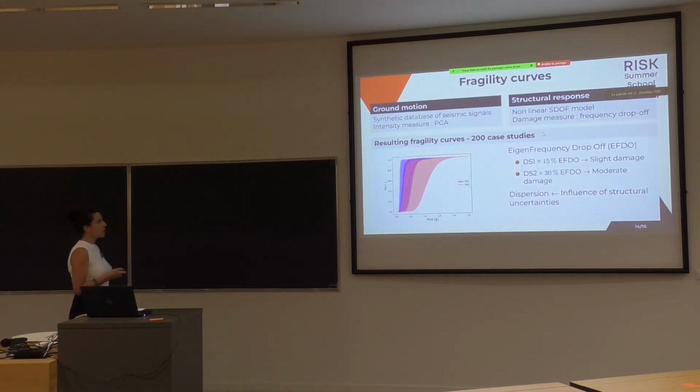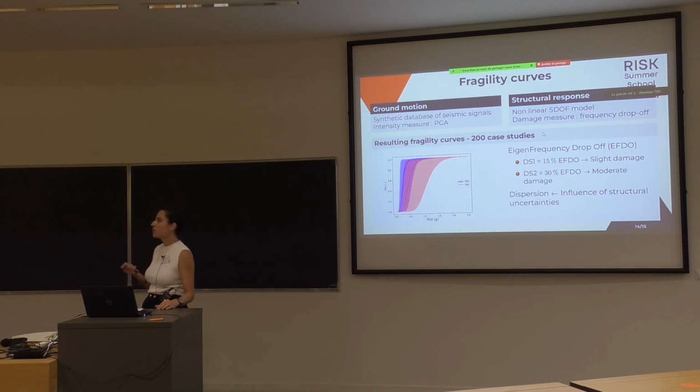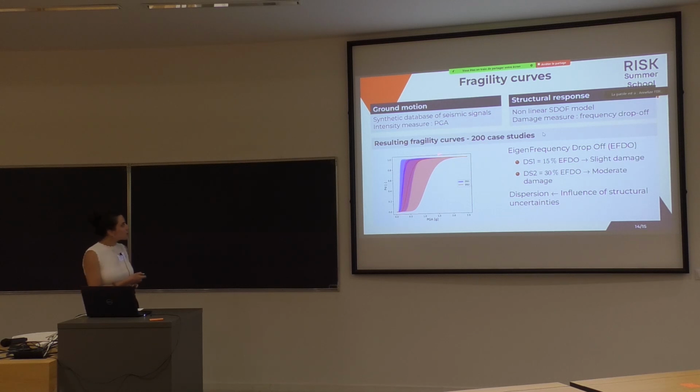Here you have the results of this study. As ground motions, we took a synthetic database of seismic signals with intensity measure, again, the peak ground acceleration. And the structural response, as I said, is a nonlinear single degree of freedom model. And the damage measure here is the frequency drop-off that represents damage because the frequency of the structure decreases when it damages, with two thresholds corresponding to slight and moderate damage. So here you have the whole set of computed fragility curves for 200 case studies, with the means for the two thresholds represented by the solid lines. And you see the dispersion of the results that is influenced by the structural uncertainties.